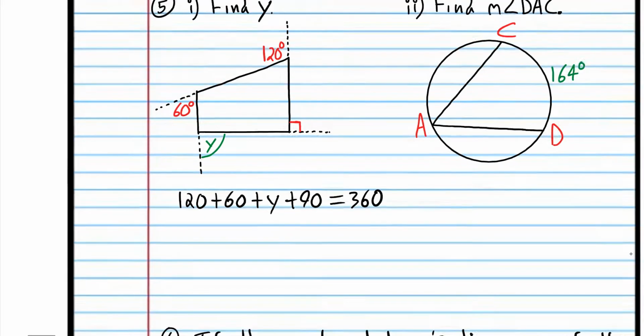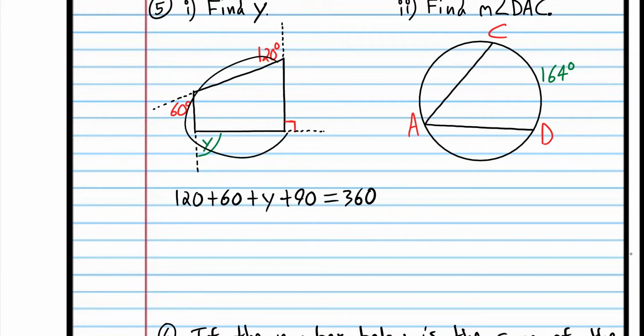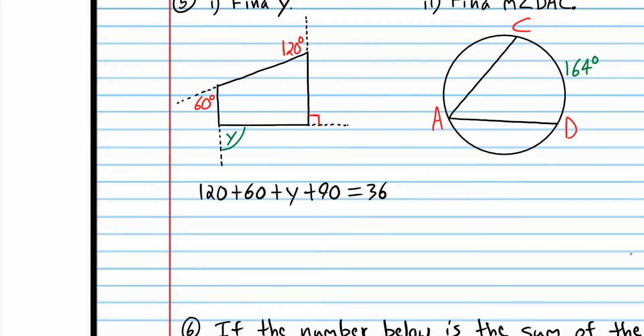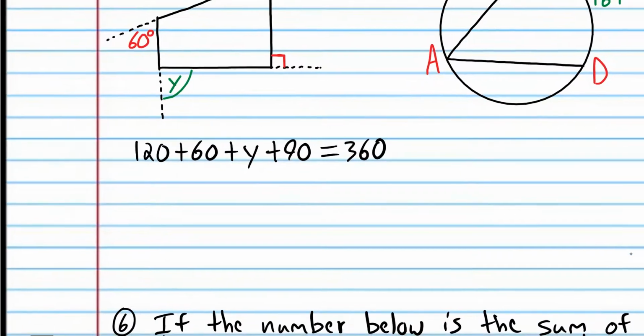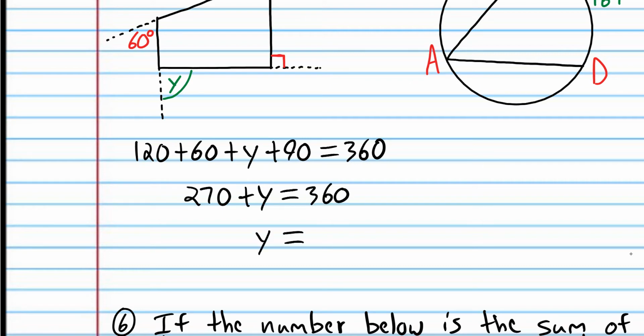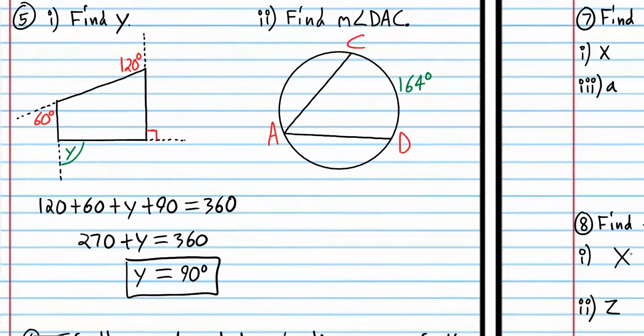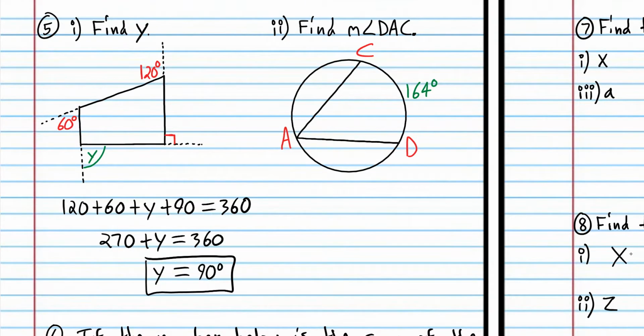And again, it doesn't matter if it's a quadrilateral in this case, or a pentagon, or hexagon, or septagon, or octagon, or nonagon. It doesn't matter. The exterior angles are always going to add up to 360 degrees. So we're going to add these angles together, and we get 270. Subtract 270 from both sides, and we get 90 degrees. So y is equal to 90 degrees. If you got that one right, good job. Try part 2 of number 5, and when you come back, we'll do it together.